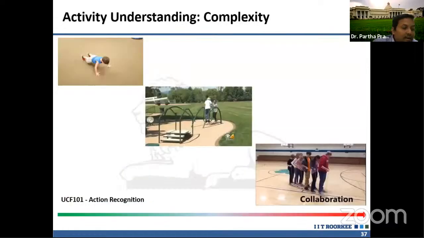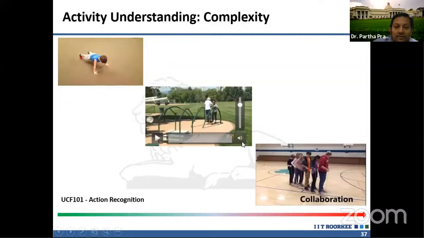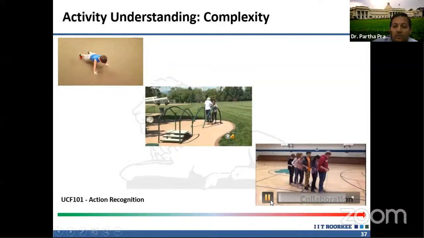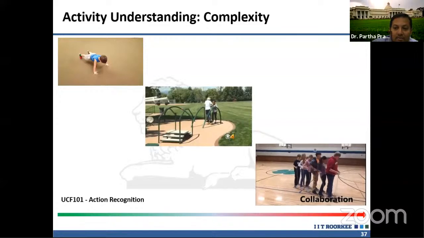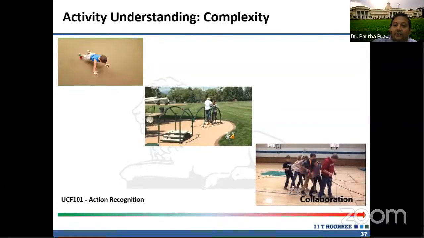There are also several other works, for example, activity recognition. You see this is an action recognition, a small, simple action. You need to say what he is doing in this action. It could be more complex when we have two persons together doing some actions together. We need to tell what action is done by these people. It's not only two people, it could be a group. What are the actions done by these people in this video? So this is our whole activity understanding.